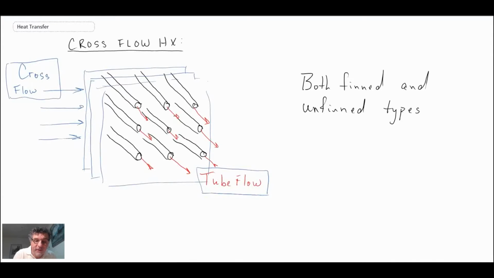So you can have mixed and unmixed, and you can have finned and unfinned, different types of configurations for cross flow heat exchangers. But typically, although not exclusively, quite often this would be gas to liquid is what we're looking at for the heat exchange. And when I say liquid, it may not be a liquid, it could be a vapor going to a liquid. And that would be the case of condensation.